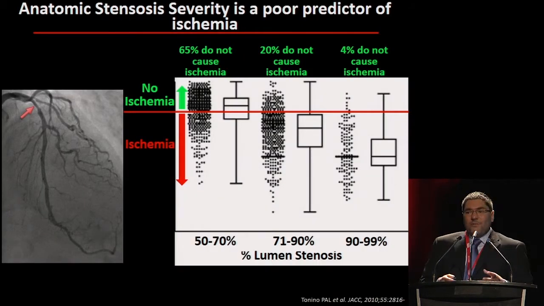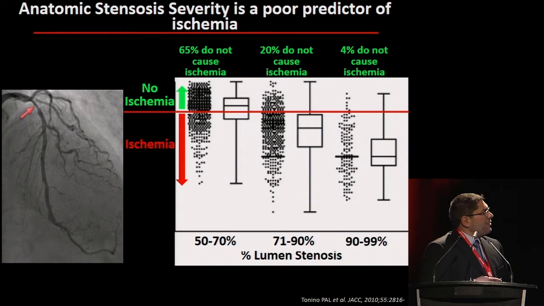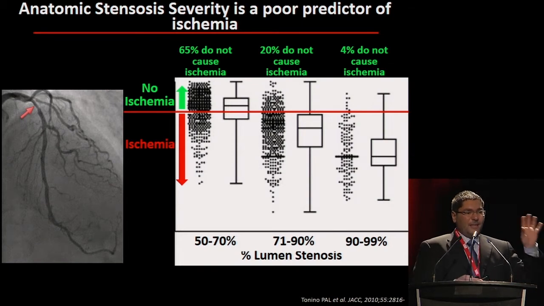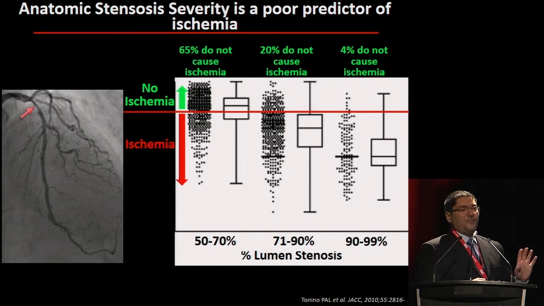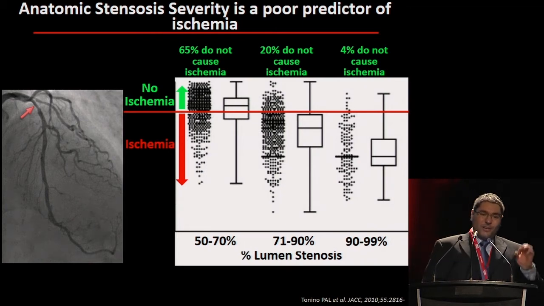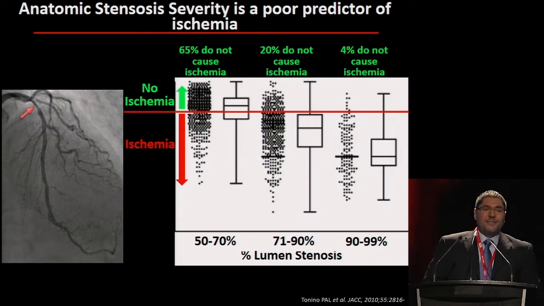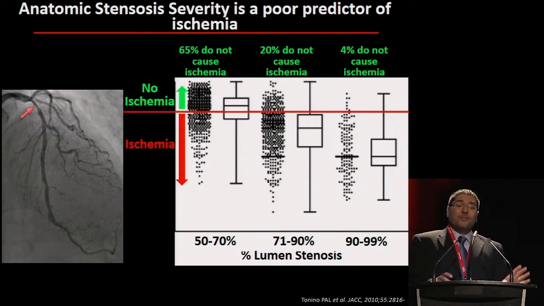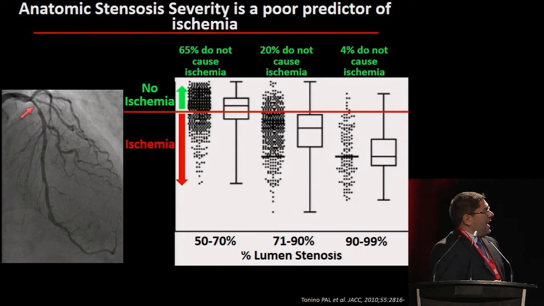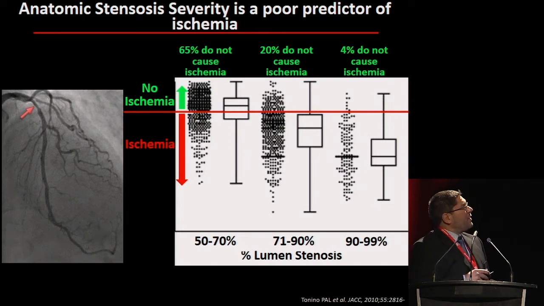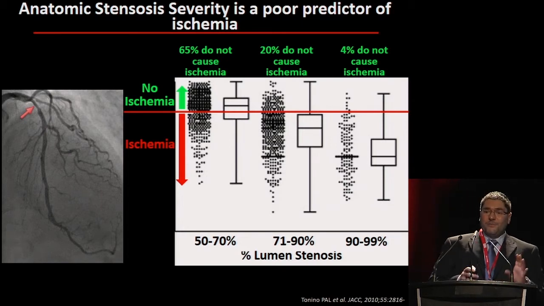And that question has been answered over time. And it turns out that you really can't tell by looking at the anatomy. You absolutely cannot ever tell whether that stenosis is causing ischemia. You can have a stenosis that is 90 to 99%, that's almost only 10% of the lumen remaining, of the coronary pipe remaining. And still, 4% of those lesions will not cause ischemia. And you're better off not doing anything according to the data that we have. Now, on the other hand, you can look at a 50% to 70% stenosis, and 65% of them do not cause ischemia, but then there's another 35% that really need intervening.